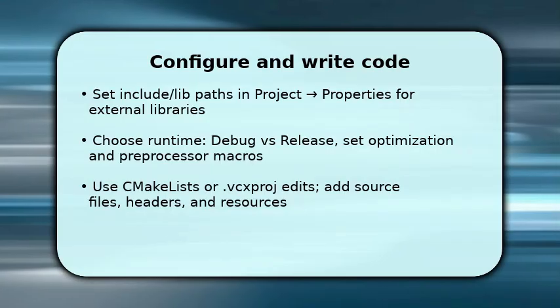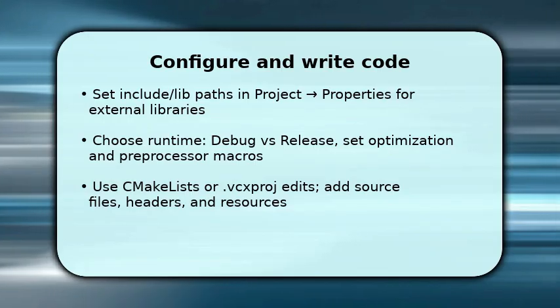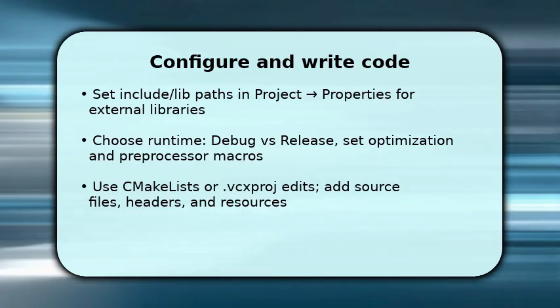Now you configure build settings and write functional code. Open Project, Properties to set include and library paths for any external SDKs, and pick your runtime, debug for stepwise testing, release for performance. If you use CMake, edit CMakeLists. For native projects, tweak the vcxproj.